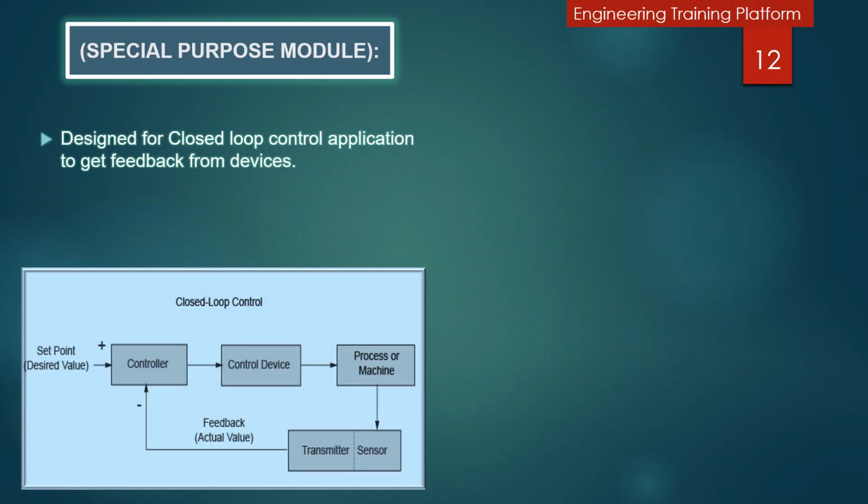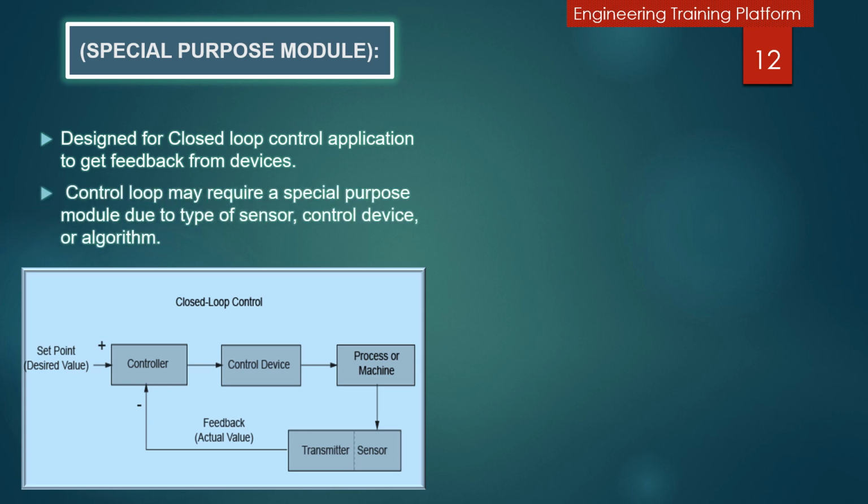Now we are going to discuss the special purpose modules. These PLCs are very fast and have many types of signal modules, but some tasks require special purpose modules. Many of these modules are designed for closed loop control applications, which control processes or machines in response to a feedback signal from a sensor. A control loop may require special purpose modules because of the type of sensor, control device or algorithm used. A control algorithm is a set of rules or calculations that define the control process.